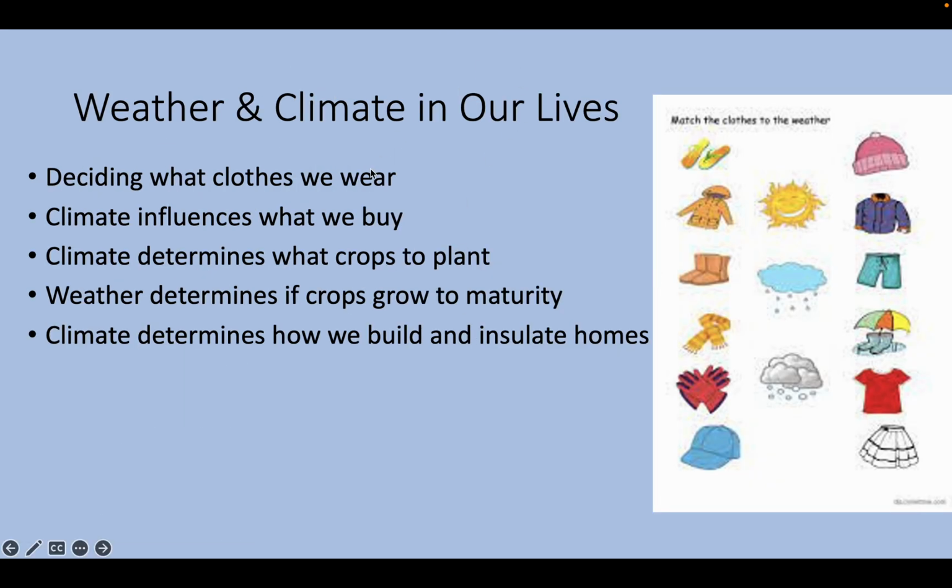Okay, so weather and climate in our lives. Important, because this is what helps us decide what clothes we wear. And climate influences what we buy. Climate determines what crops to plant. You're not going to see much cotton planted around here because it needs warmer temperatures. You're going to see that more in the south, in the dry areas. Weather determines if crops grow to maturity. And climate determines how we build and insulate homes. Your insulation is going to look a lot different down at the equator than it is up in Alaska or northern Canada, and so on and so forth.